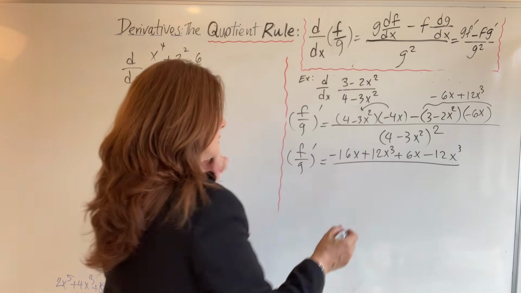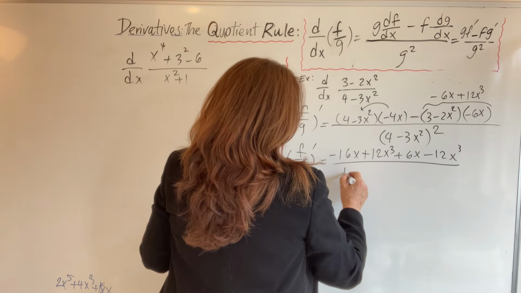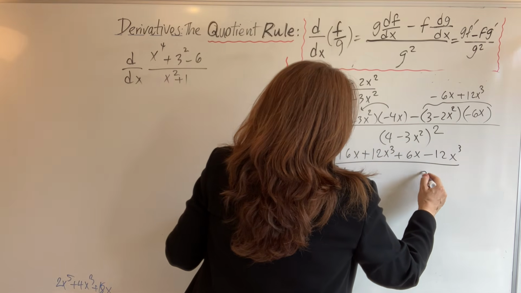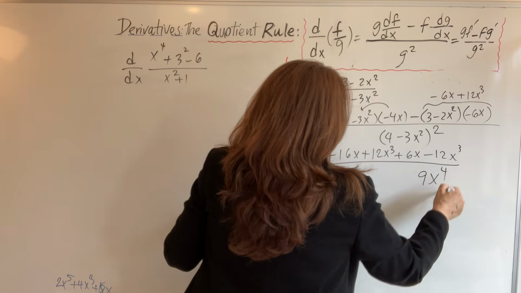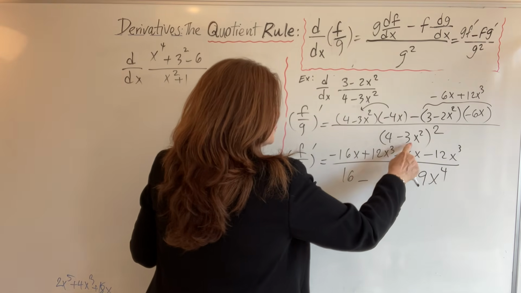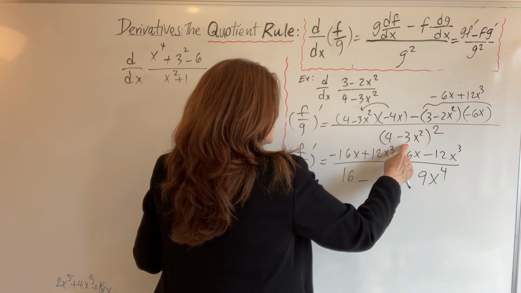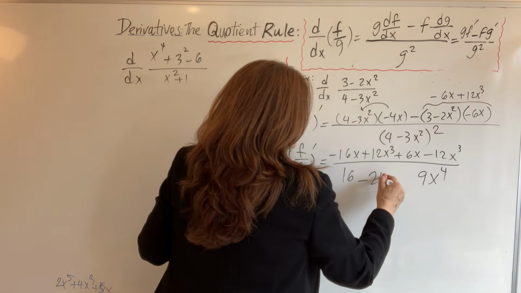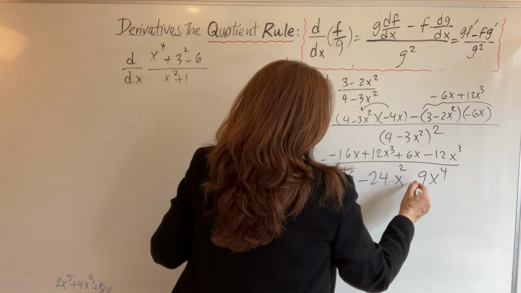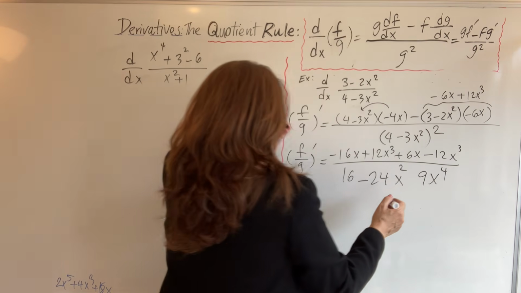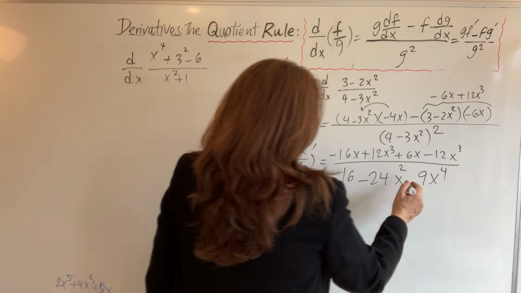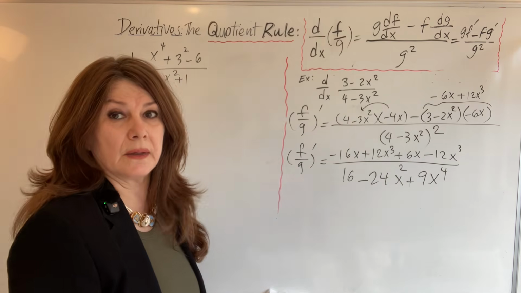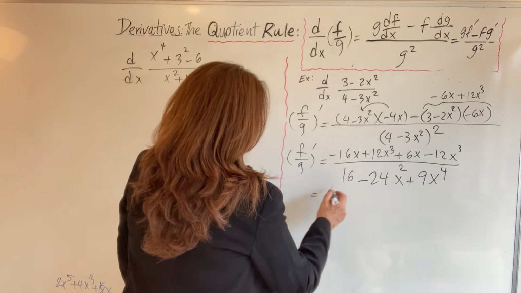How can we write this squared? The first one is squared, the second one is squared: 9x to the fourth. Minus 2 times this times this. 2 times this is 6 times this one, 24x squared. Actually, plus.